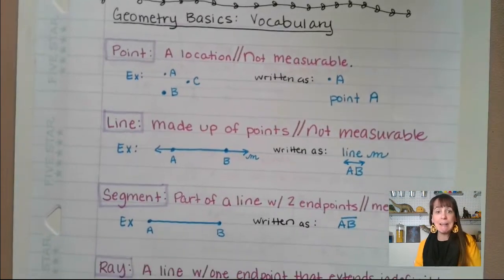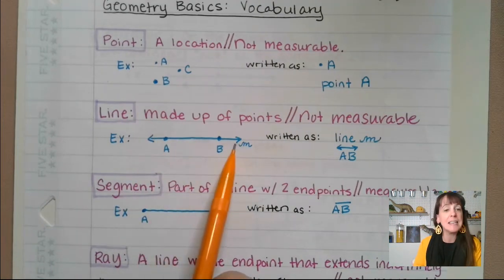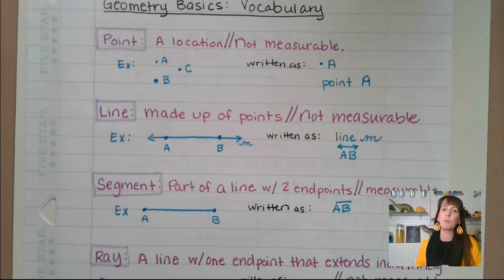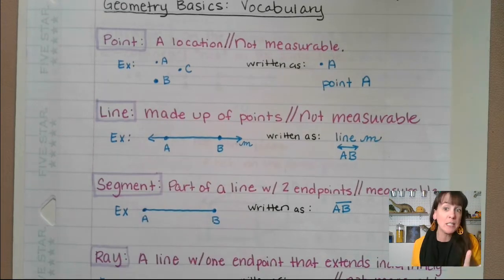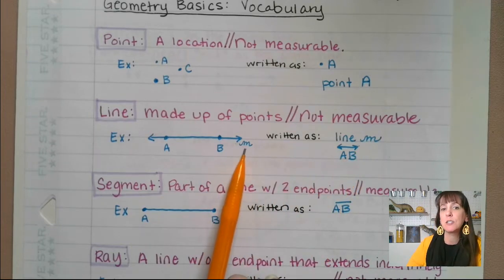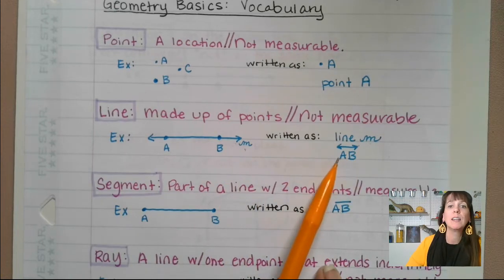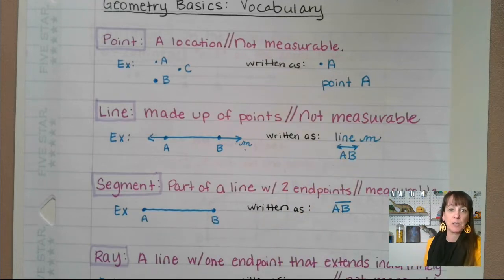Okay, so a line is made up of points. And now a line has no beginning, no end. It goes on forever, also not measurable. So when we write our lines, it looks like this, and we can name lines two different ways. We can name 2 points on that line, or we can name the line based on the script letter that is usually written at the end of it. So you could say line M or line AB using the notation like this with those arrows above it.